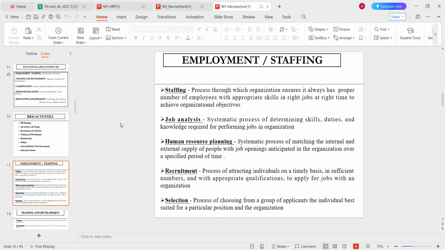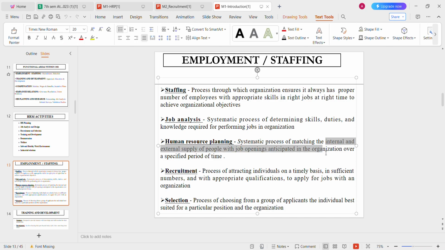The next is employment or staffing. So staffing means they'll try to make sure that all the work is going in a smoother way. Next, the job analysis. So job analysis is basically extracting the information about the job. Basically, it is about the job description, job specialization, human resource planning. See, they need to plan both the internal as well as the external supply of the people with the job openings anticipated in the organization, right?